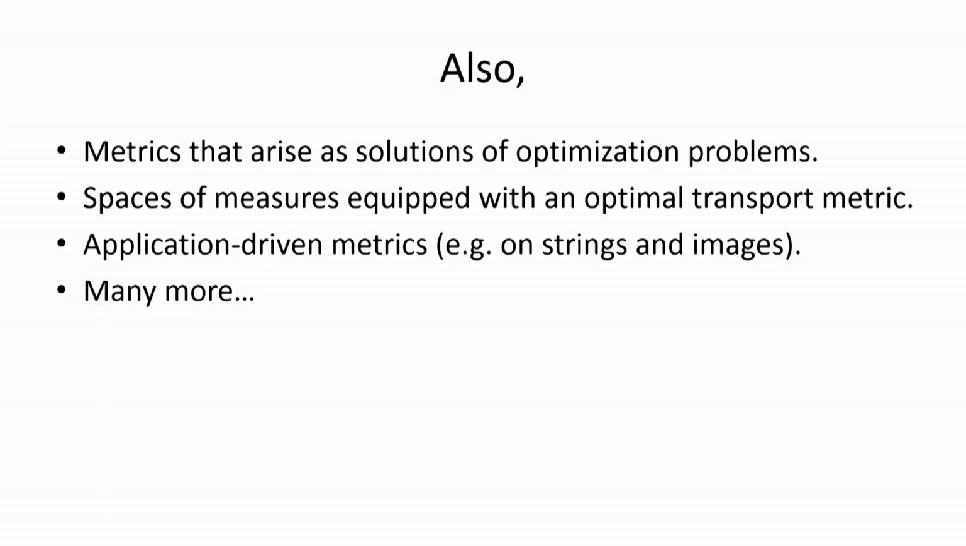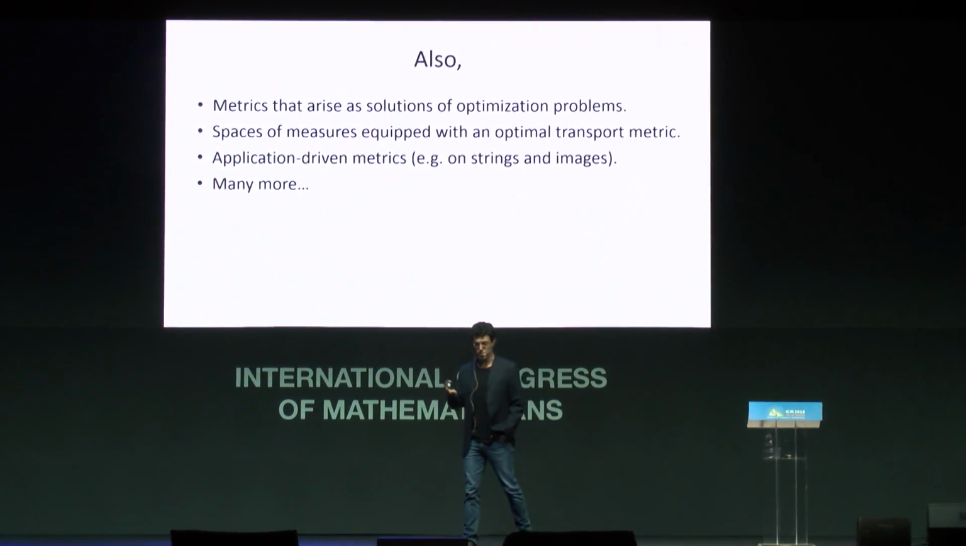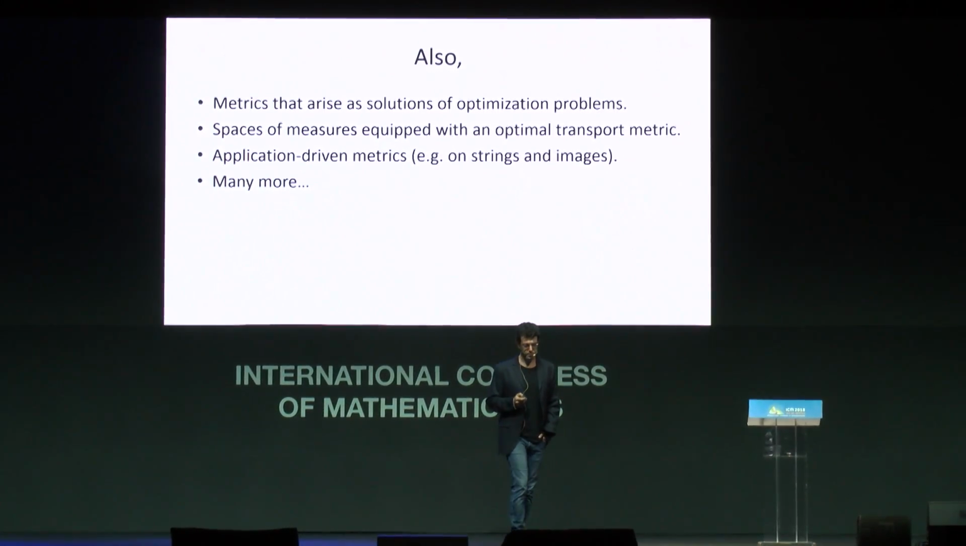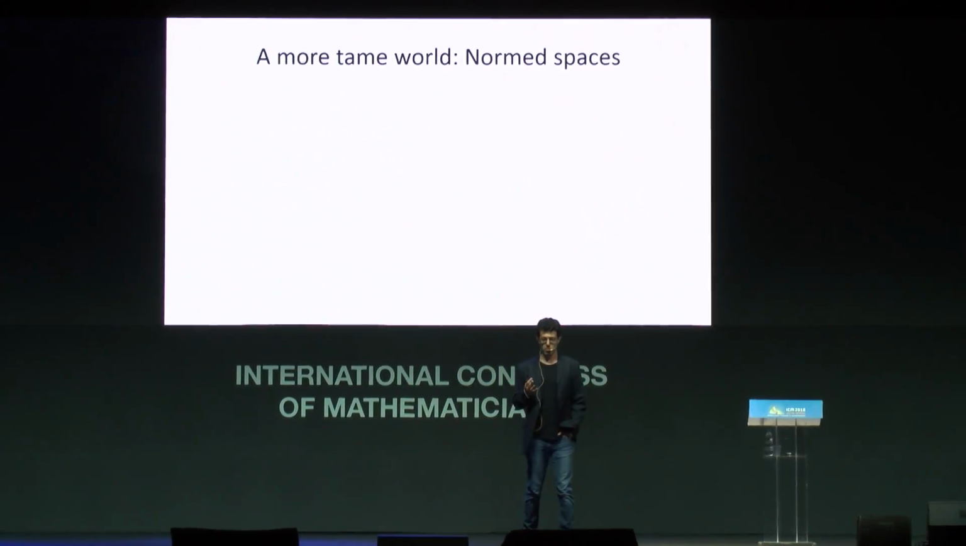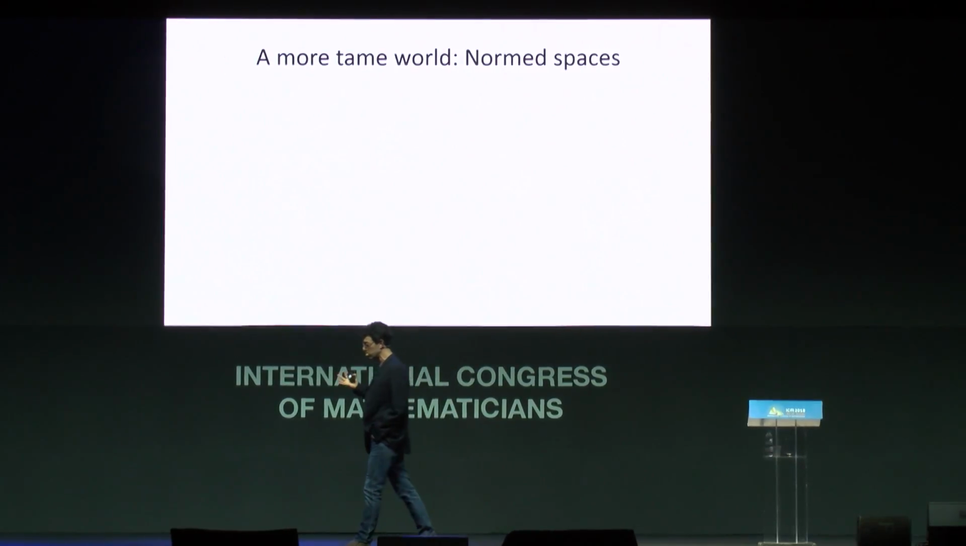And if we want to organize this world, we have to come to terms with the fact that it's a complicated world, and maybe it's unrealistic to try to prove a structure theory or have some sort of organizing principle. One of the surprises of the Ribe program is that there is actually a way to think about the general metric space in a more structured way. And that relates, by analogy, to a more tame world, which I will explain, which is normed spaces.